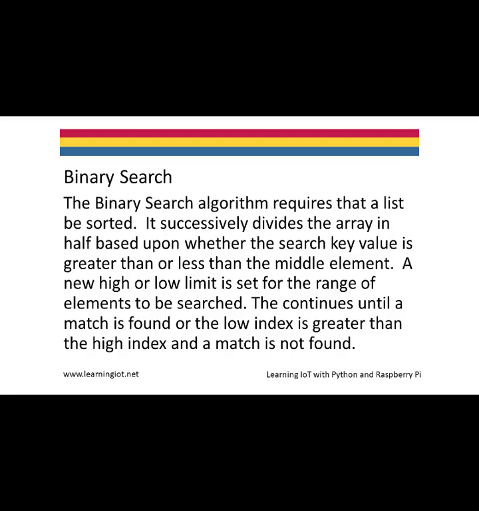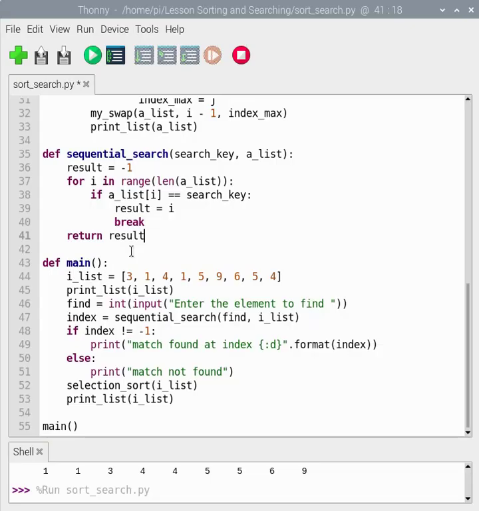Let's next look at the binary search algorithm. The binary search algorithm requires that a list be sorted. It successively divides the array in half based upon whether the search key value is greater than or less than the middle element. A new high or low limit is set for the range of elements to be searched. This continues until a match is found or the low index is greater than the high index, and in that case, a match is not found.